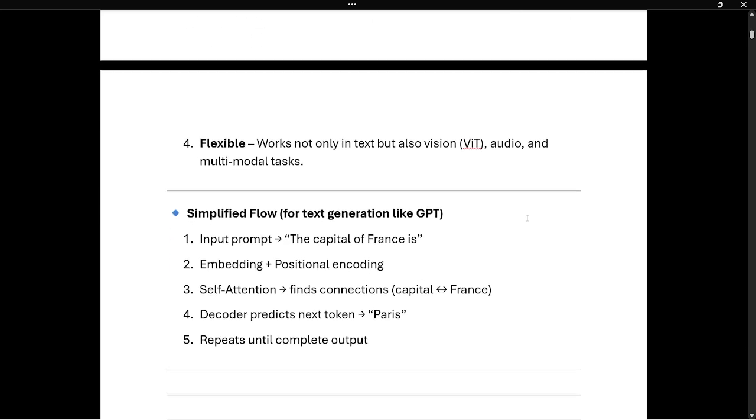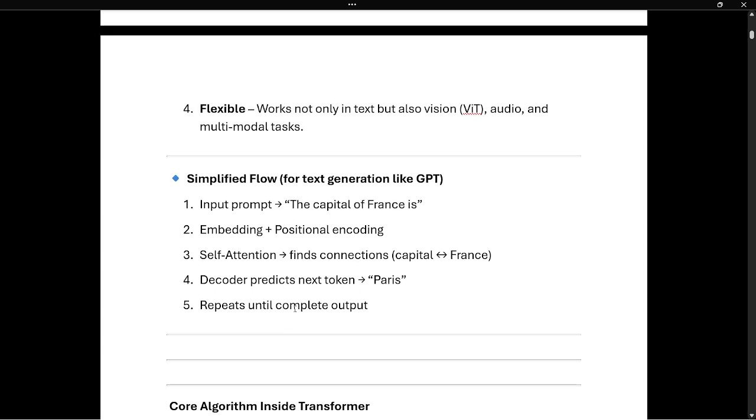So in a simplified flow, first take text generation like GPT. The input prompt we are giving is "the capital of France". What happens after that? It does the embedding and positional encoding. Then the self-attention mechanism comes in to find the connections between capital and France. Then the decoder predicts the next token as Paris. This is how it basically works. Then it repeats until it completes the output. So this is a simple example which tells how an LLM basically works.